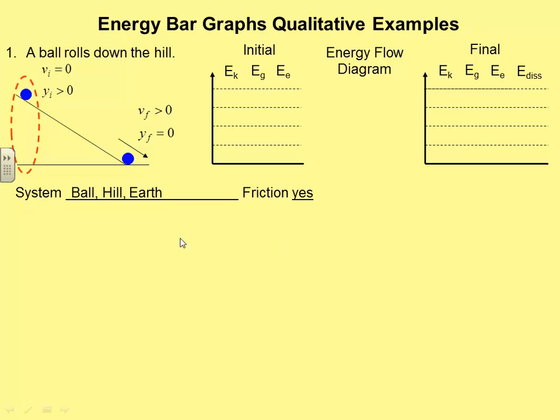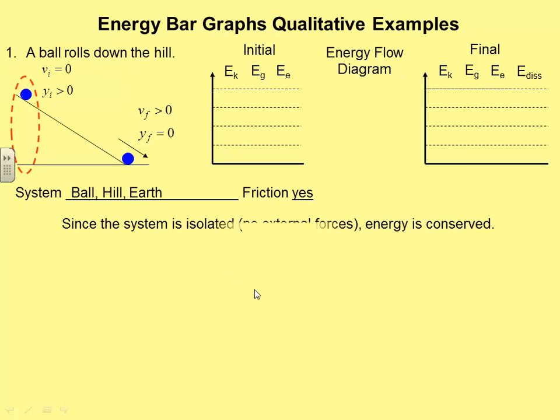Now, is this an isolated system? Well, the forces that would act on the ball would be gravity between the ball and the earth. That's inside. Normal between the ball and the hill. That's inside. And friction between the ball and the hill, and that's inside. No other forces. So all of the forces are internal. So this is an isolated system, and therefore the law of conservation of energy applies, and energy is conserved. So that means however much energy we have initially, we have the exact same amount of energy finally.